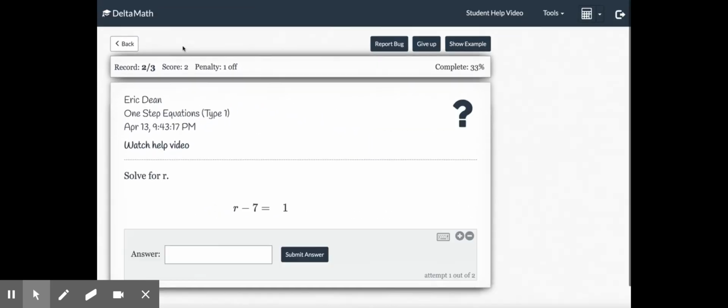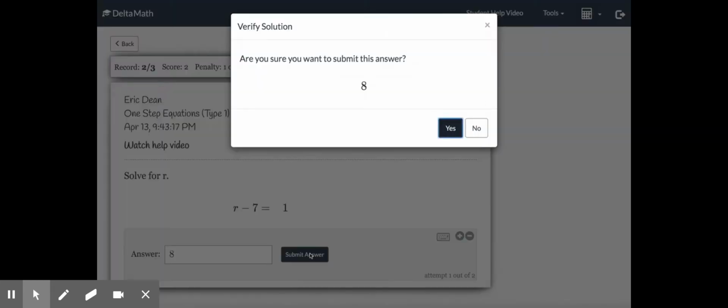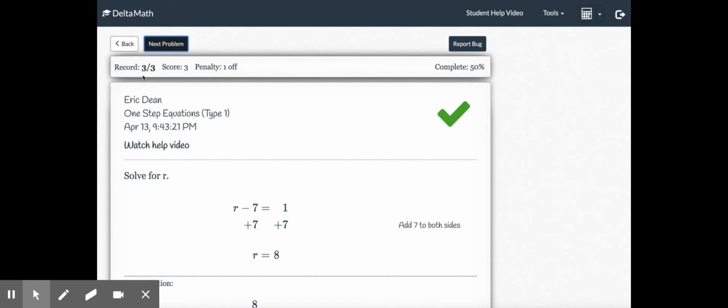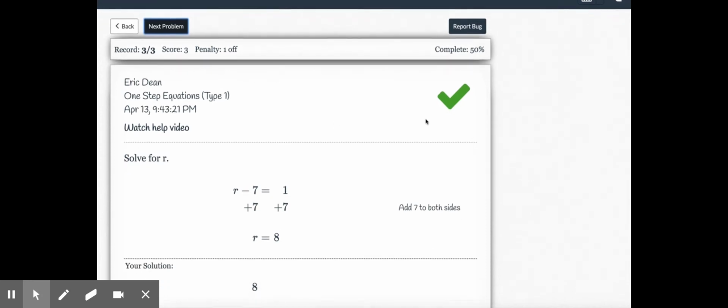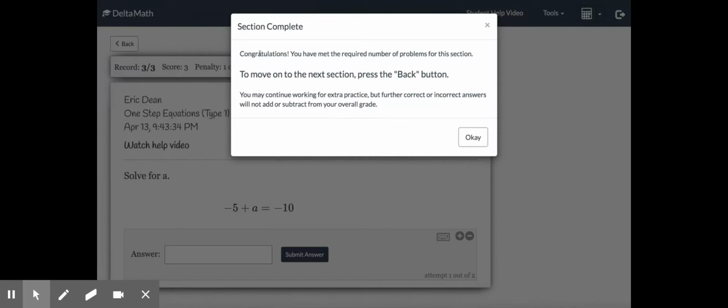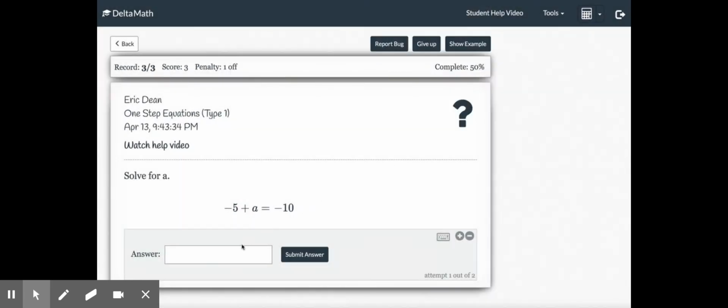So if you press New Problem now, and you add 7 to both sides, and we get 8, what you're going to see is that we finally have 3 out of 3. When we have 3 out of 3, it means you are complete with this section. Our assignment grade is 50%, which means we're halfway done. So if you try to press Next Problem again, you're going to get a little warning here. It says, congratulations, you've met the required number. So please press back. You can press OK. You can keep solving.